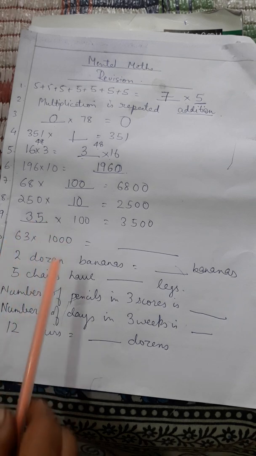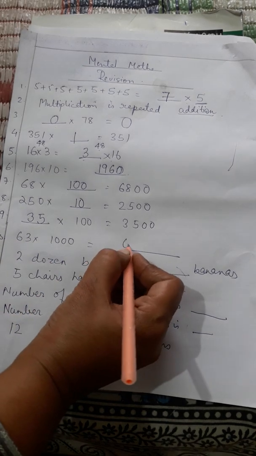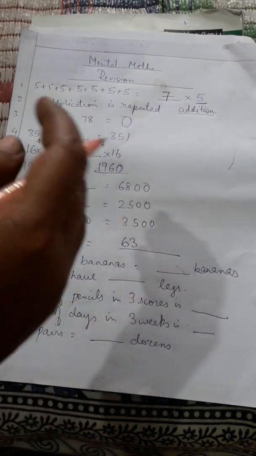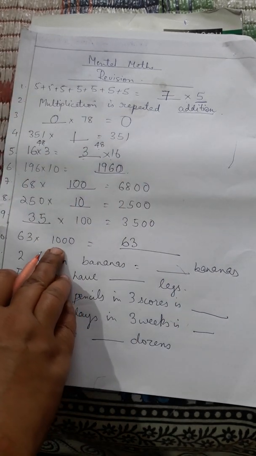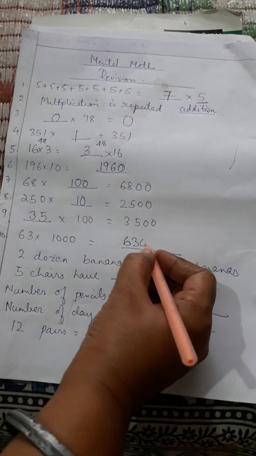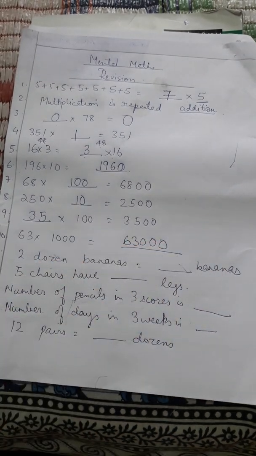So 63 into 1000 will be how much? As I said, you simply first put the number 63, and then put the number of zeros to the right. How many zeros are there? There are 3 zeros. So write down 3 zeros. So 63 into 1000 will be 63,000.